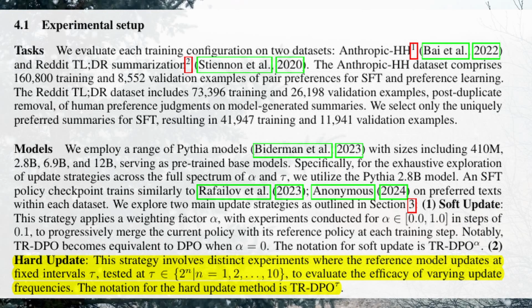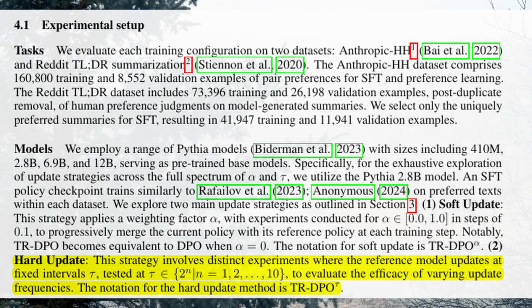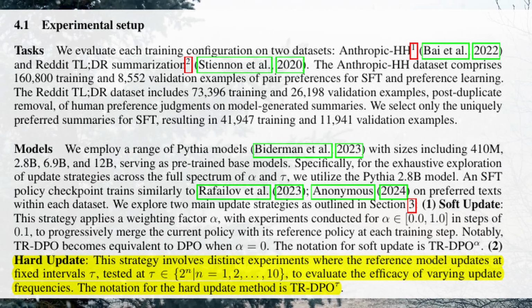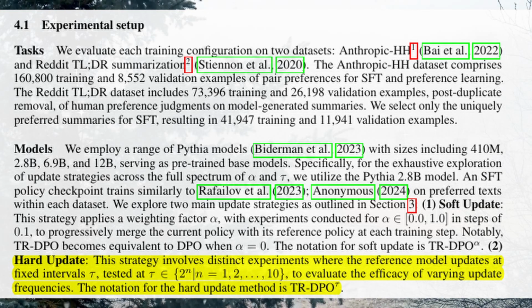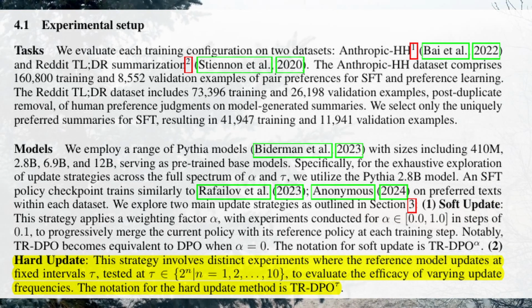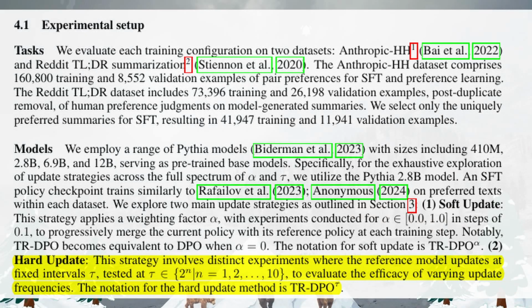Experimental setup and results. The paper evaluates TR-DPO on two datasets, Anthropic HH preference pairs and Reddit TL;DR summarization, human preference judgments on summaries. Various sizes of Pythia models are used, and both soft and hard update strategies are explored with different alpha and tau values. The evaluation involves auto-evaluation.